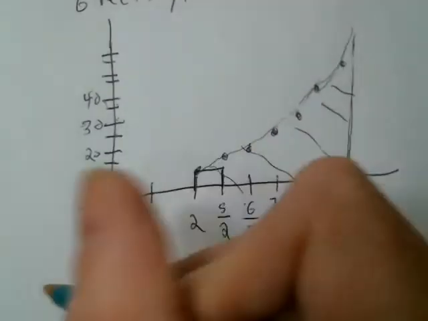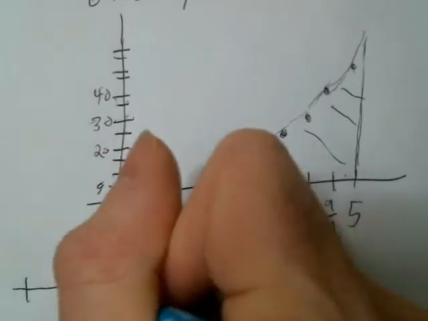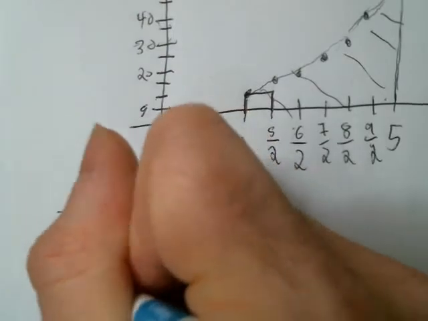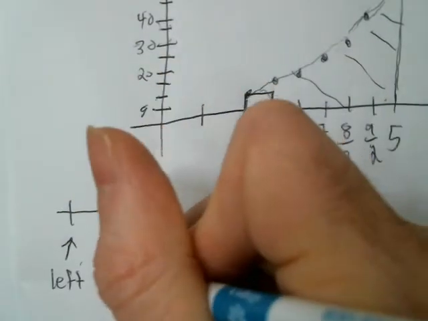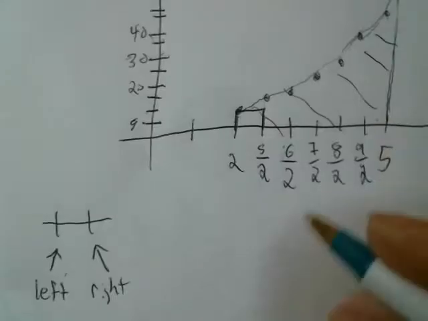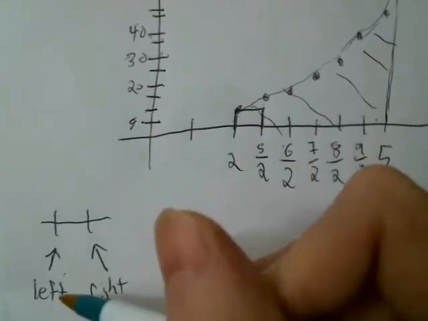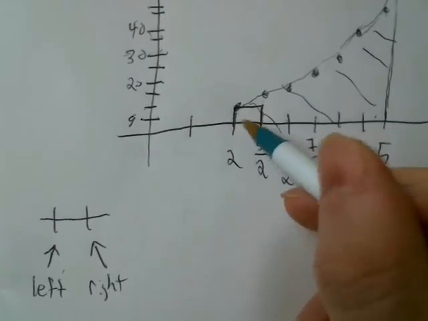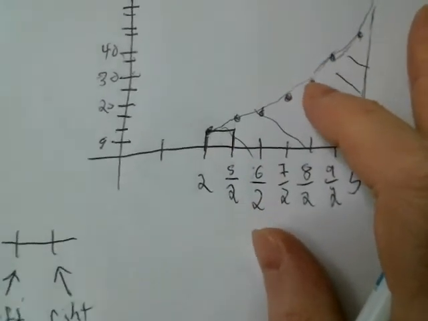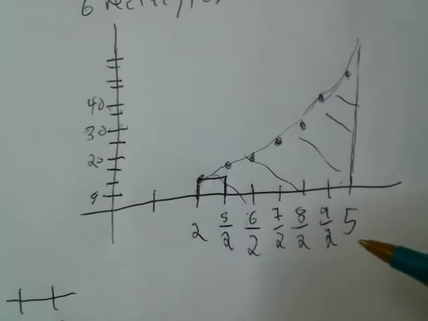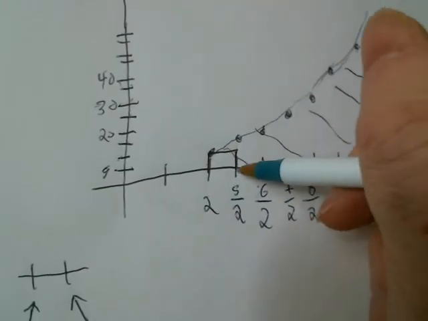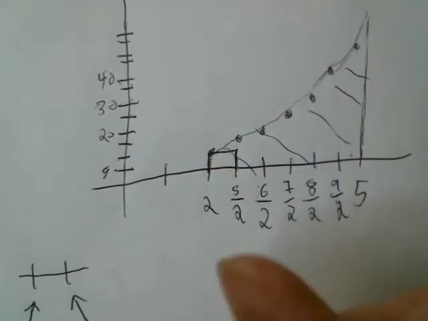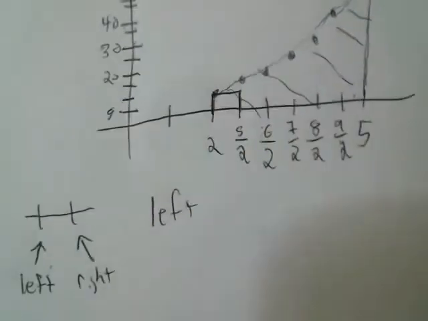Okay, so left-hand endpoints versus right endpoints. So this is your left-hand endpoint, and this is your right-hand endpoint. Okay, and they're going to build the rectangles based off either the left or the right. It turns out you can use any point in this interval, but this is the way they're going to introduce it to you. Okay, so if you use the left endpoint, the first rectangle, its height will be based off of f of 2. So let me just write, I'm doing left endpoints.